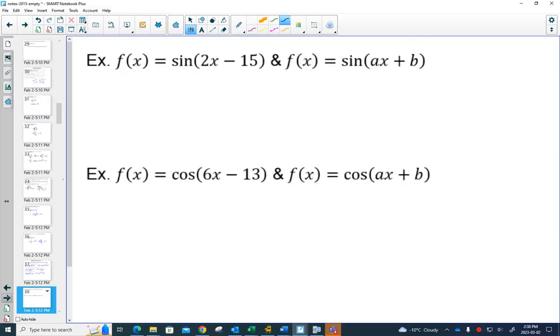But I think I have even more. Let's do sine and cos. Derivative of sine, positive or negative? I'll leave the space out in front. You can tell me afterwards. Should it be positive or should it be negative? Positive.